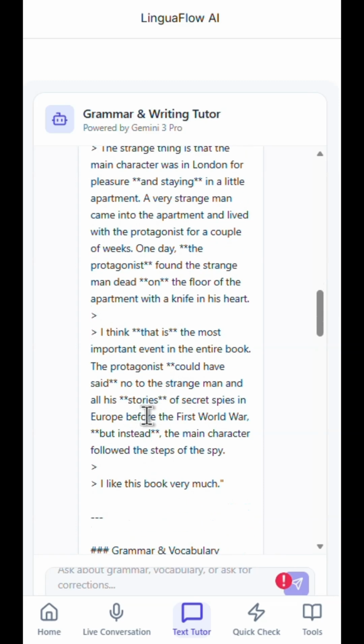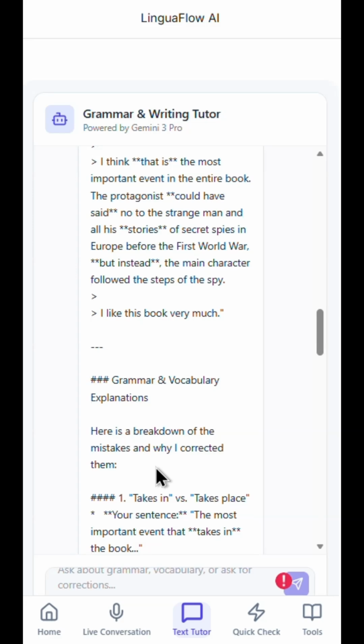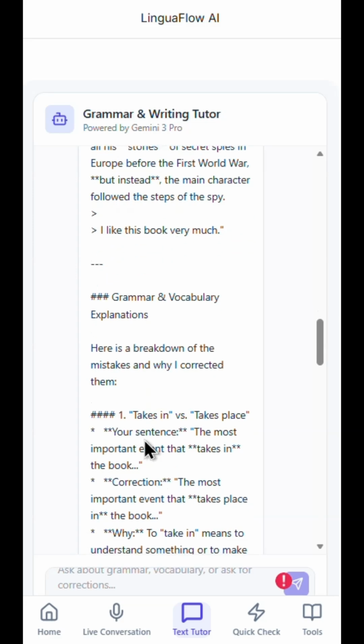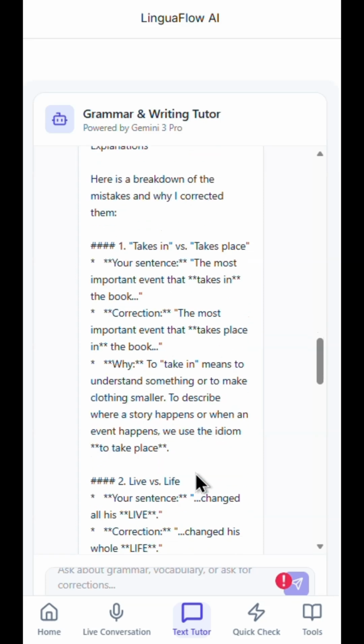So after going through correcting the whole thing, it then gives grammar and vocabulary explanations. So here's a breakdown of the mistakes and why I corrected them. So takes in, and it should really be takes place. Your sentence, the most important event that takes in the book. No, the most important event that takes place in the book. So to take in means to understand something or to make clothing smaller. To describe where a story happens or when an event happens, we use the idiom to take place.